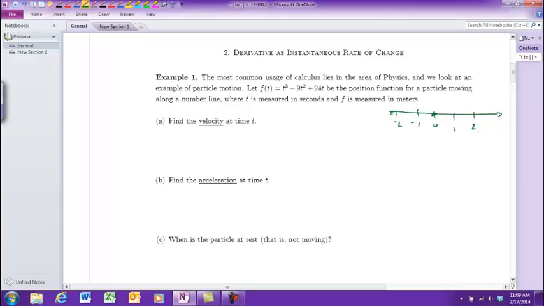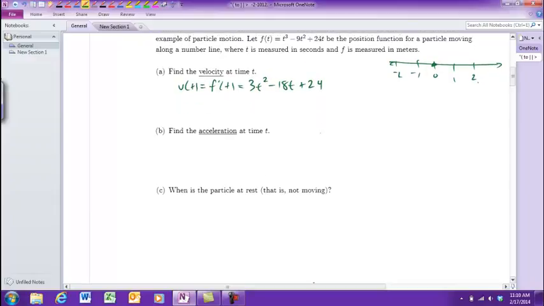So question A says find the velocity at time t. Remember, velocity is the same thing as the derivative of the position function, and this is our position function. So we take that derivative and we get 3t squared minus 18t plus 24. That's my velocity function. B says find the acceleration at time t. Acceleration, well, that's just the derivative of velocity, and the derivative of velocity is the same thing as the second derivative of my original function, which is just the derivative of this function, which is 6t minus 18.